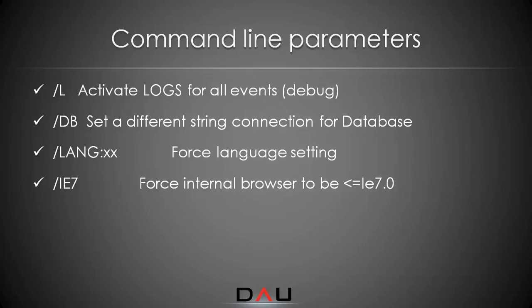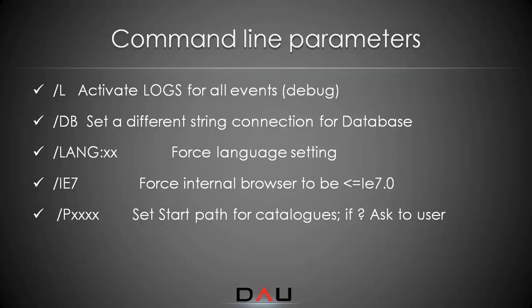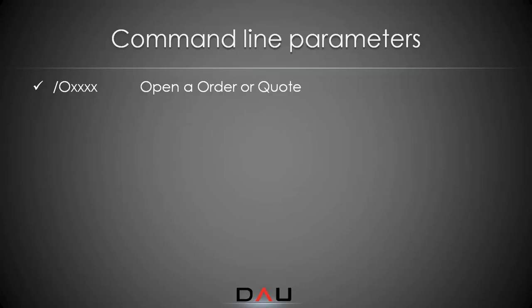/Internet Explorer 7 sets the internal browser to be compatible with Internet Explorer 7.0 and previous versions. /P sets an initial path for all of the catalogs. If /P ? it asks the user for the initial path. /C sets the program's initial catalog. /O opens an order or a quotation with a determined number.